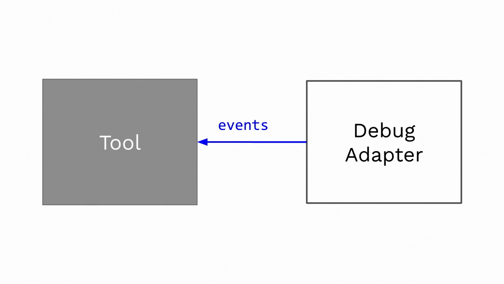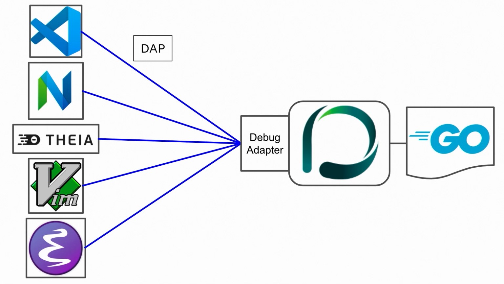And what does this mean for you as a Go user? Because Delve is a debug adapter, it implements the server side of the debug adapter protocol. It can easily talk to any editor that implements a DAP client. With minimal additional configuration, the debugging experience can be used from any editor.